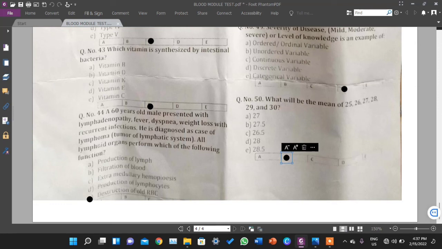Now that was the last question of this file, and we have completed the blood module test as well. We have also uploaded the short test of the foundation module, which has around 90 to 95 questions in it. Hope you like this video.